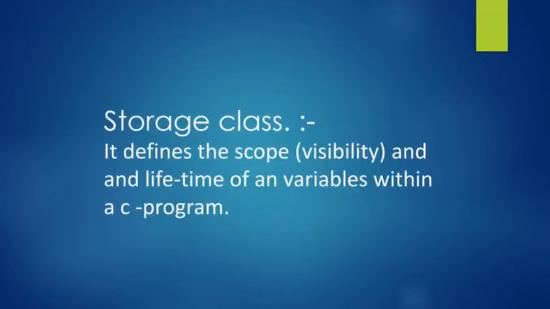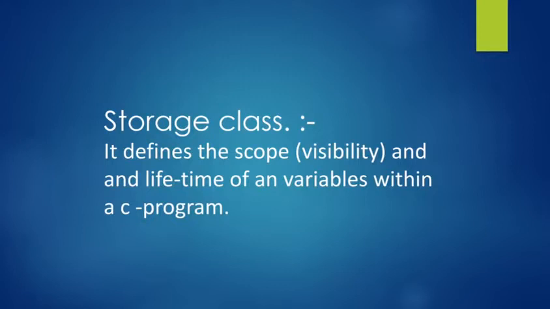Storage class in C. Every variable in a C program has two properties: data type and storage class. Data type refers to which type of data the variable is going to store, and storage class determines the scope, visibility and lifetime of a variable. Storage classes are used to describe features of a variable.